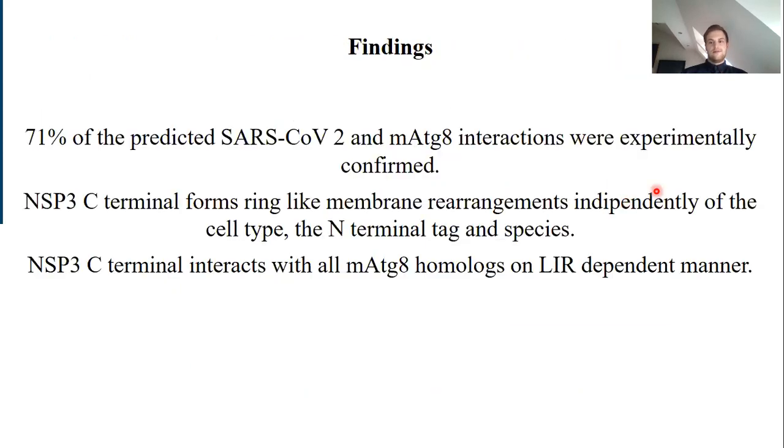So to summarize our key findings, 71% of the predicted interactions were experimentally confirmed. The C-terminal part of NSP3 formed ring-like membrane rearrangements independently of the cell type, the tag, and the species. And also, the C-terminal part of NSP3 showed interaction with all mATG8 homologs in a LIR-dependent manner.